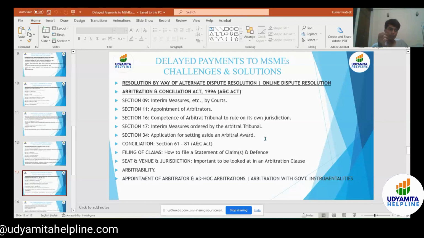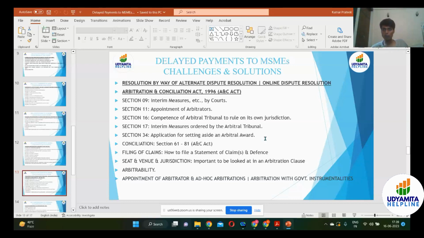And the venue is the place where the arbitration proceedings should be conducted, and the jurisdiction is which country's law would prevail, whether it would be the Arbitration and Conciliation Act 1996 of India, or the United Kingdom's Arbitration Act that would govern. So all of these important clauses are to be looked into, and taken care of before drafting an arbitration clause, right?